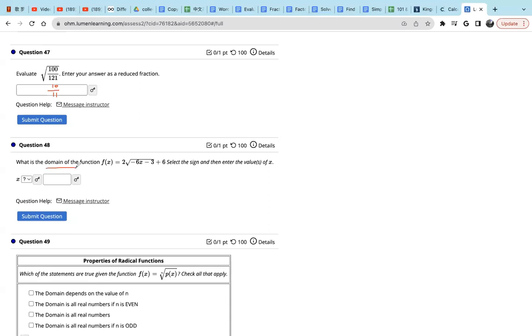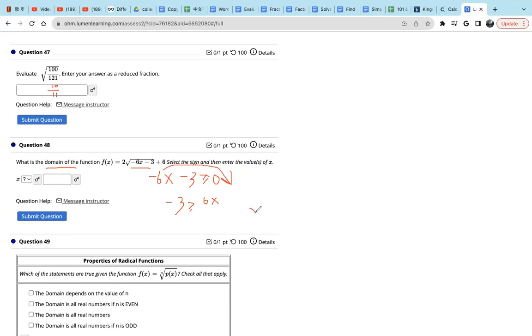What is the domain of this function? Which is this inside has to be non-negative. That means negative 6x minus 3 has to be greater than or equal to 0, at least 0. Okay. So we solve for x. We have minus 3 greater than or equal to positive 6x. We move negative 6x to the other side, become positive.